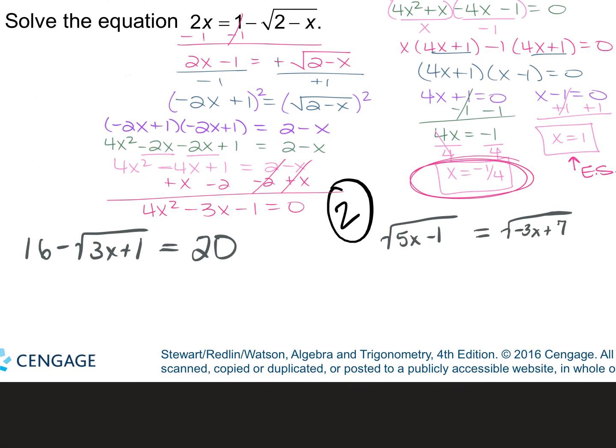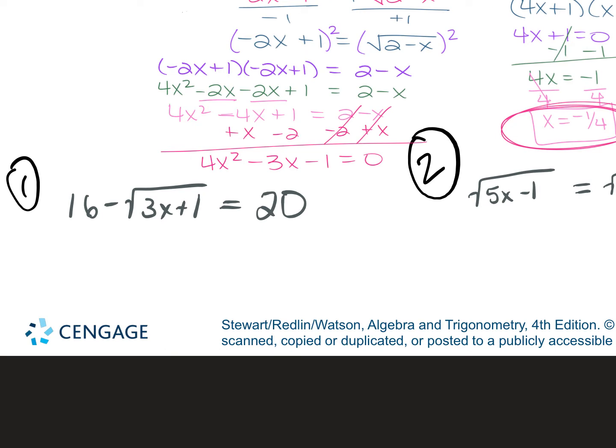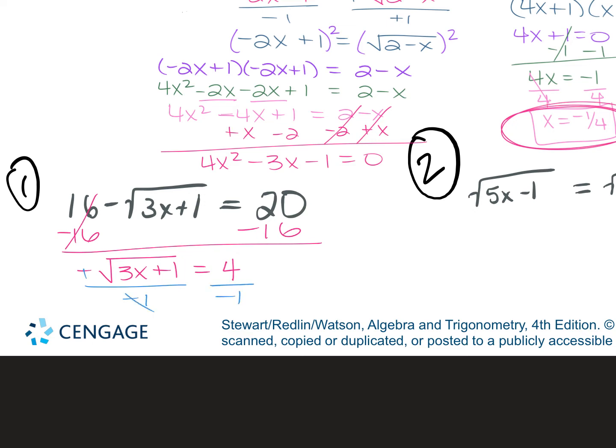For number 1, you have 16 minus the square root of 3x plus 1 is equal to 20. We're going to start this one by moving the 16 over, so we're going to subtract it from both sides. We get the opposite of the square root of 3x plus 1 is equal to 4. We're going to divide each side by the negative 1, and we get that the square root of 3x plus 1 is equal to negative 4.